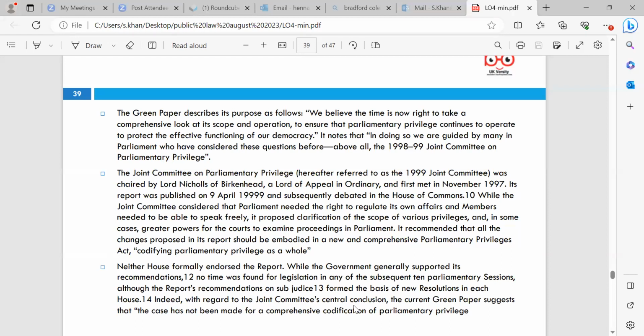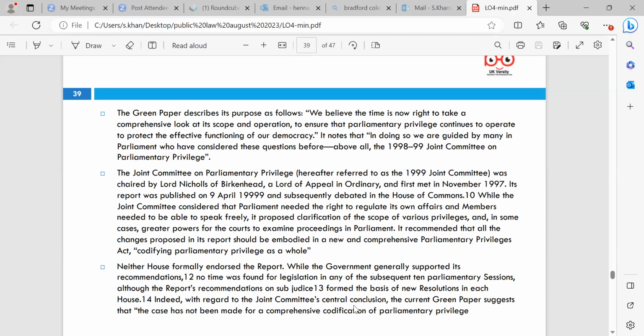The Joint Committee on Parliamentary Privilege was chaired by Lord Nicholls of Birkenhead, a Lord of Appeal in Ordinary, and first met in November 1997. Its report was published on 9th of April 1999 and subsequently debated in the House of Commons. While the Joint Committee considered that Parliament needed the right to regulate its own affairs and members needed to be able to speak freely, it proposed clarification of the scope of various privileges, and in some cases greater powers for the courts to examine proceedings in Parliament.